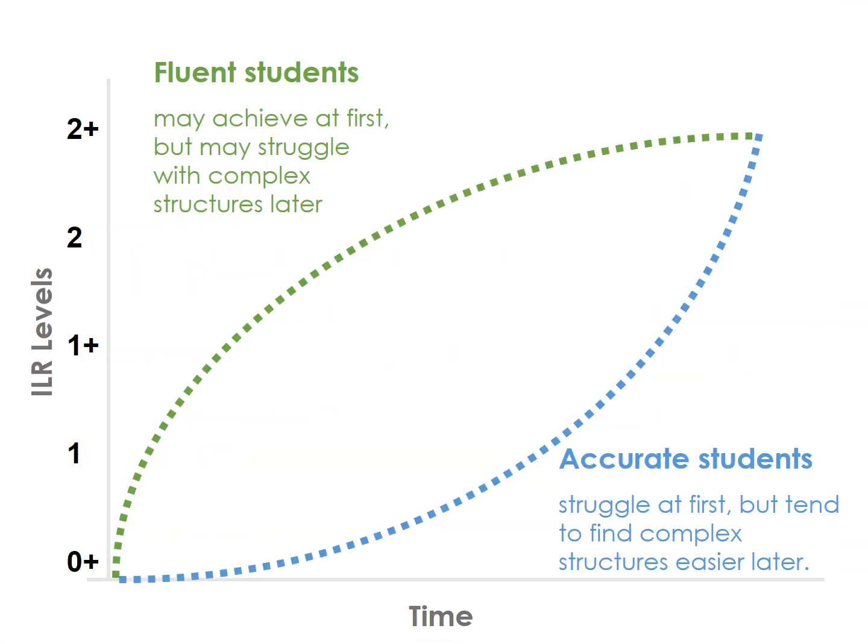The chart shown here looks at two different types of learners, fluent students and accurate students. In just a moment, we will talk about the learning preferences that these two types of learners have, but notice that the fluent students quickly reach level 1, but around level 1 plus or 2, improving becomes much more difficult. Accurate students have a harder time reaching level 1, but eventually have a much easier time reaching level 2 or 2 plus.